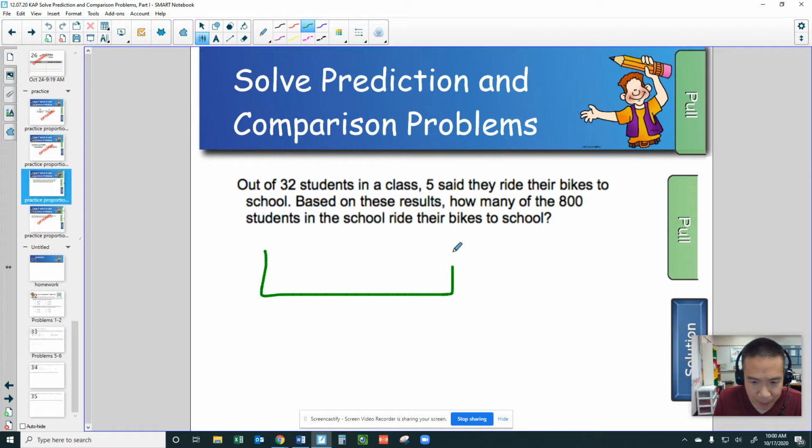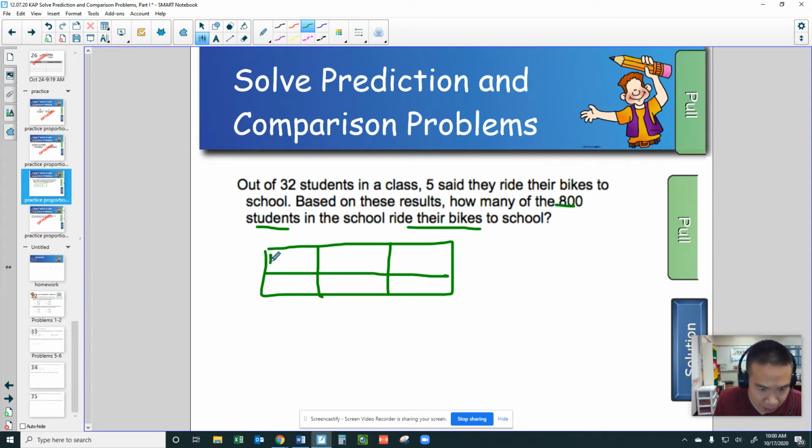First of all, you can make a table. In this table, you need to label it. This question is about students and kids who ride their bikes. So I'm going to put down, I guess, students right here, and these are the bicycle riders. So I'm labeling it, but the very important part is actually putting the numbers in the correct spot.